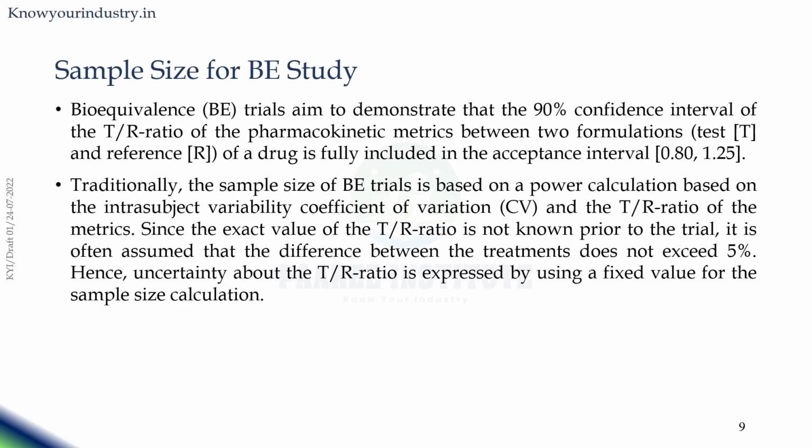Now we are going to see specifically the sample size calculation of the bioequivalence studies. Bioequivalence trials aim to demonstrate that the 90% confidence interval of the test to reference ratio of the PK parameters between two formulations is fully included in the acceptable interval. Traditionally, the sample size of BE trials is based on power calculation, inter-subject variability and the T/R ratio of the product. Since the exact value of the T/R ratio is not known prior to the trial, it is often assumed that the difference between the treatments does not exceed 5%. Hence, uncertainty about the T/R ratio is expressed by using a fixed value for the sample size calculation.